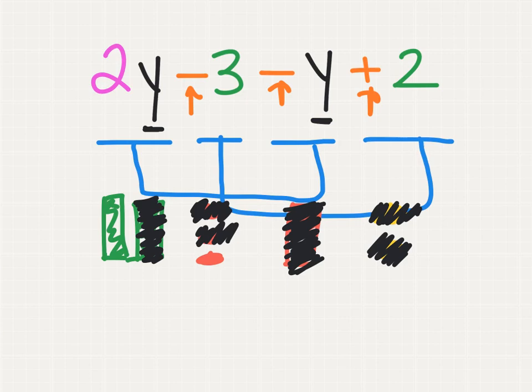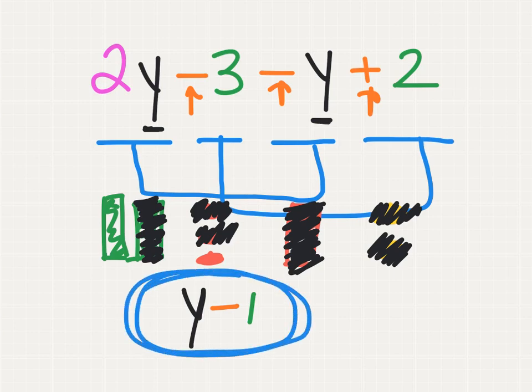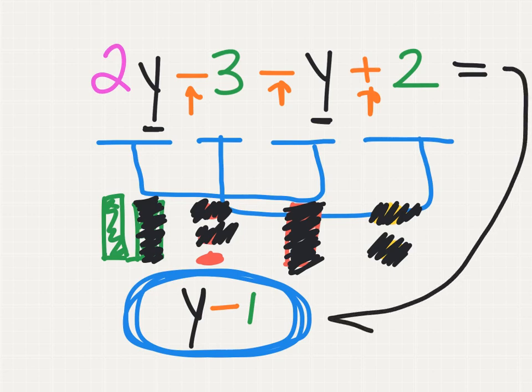And if I simply rewrite this expression with what's remaining in the model, I have y minus 1. I have y minus 1 as my equivalent expression, my simplified expression, so that I recognize that 2y minus 3 minus y plus 2 is equivalent to y minus 1.